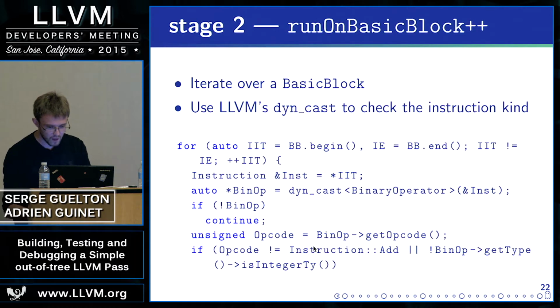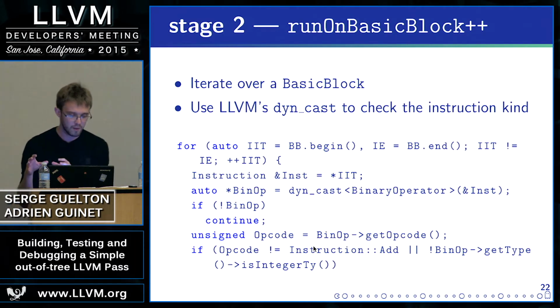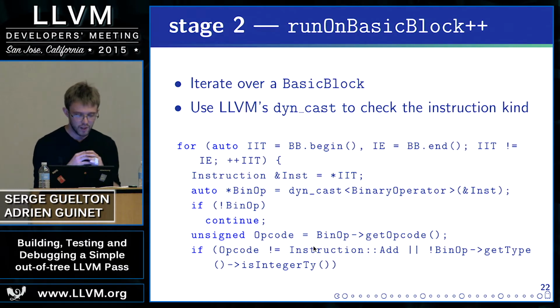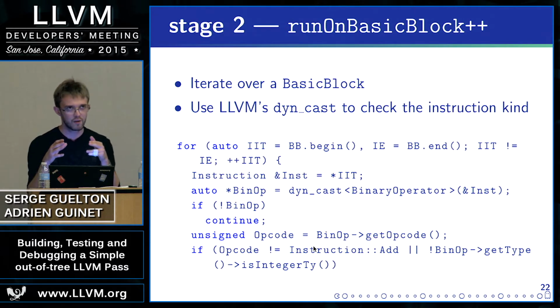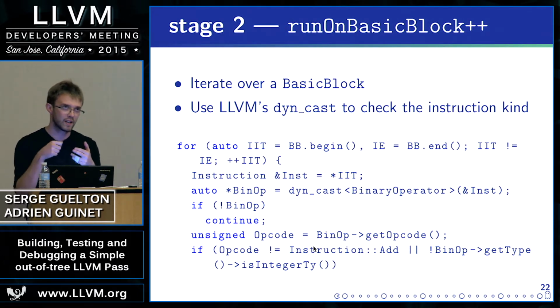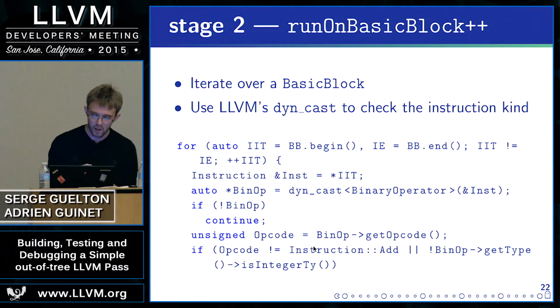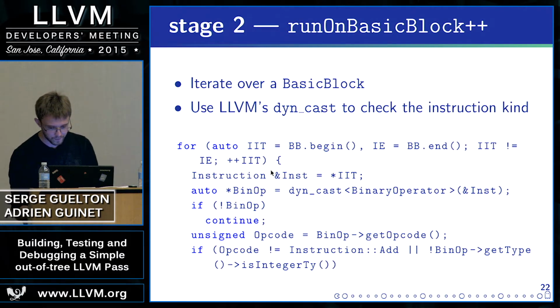Anyway, what we need to do: we start with the BasicBlock because we have a BasicBlock pass. So we need to go through all the instructions and check whether each is an addition. If it's an addition, we need to check whether it's an integer. If that's the case, we need to modify the instruction. So we go across every instruction using a classical iterator. We do that because we're going to do in-place modification later on, so we can't use, for instance, a range-based iterator here.